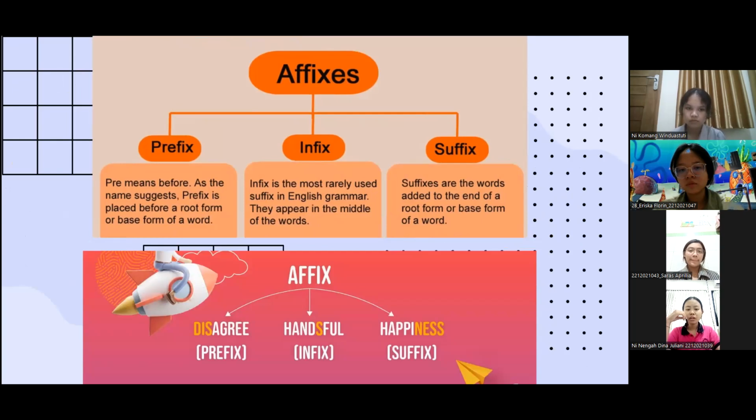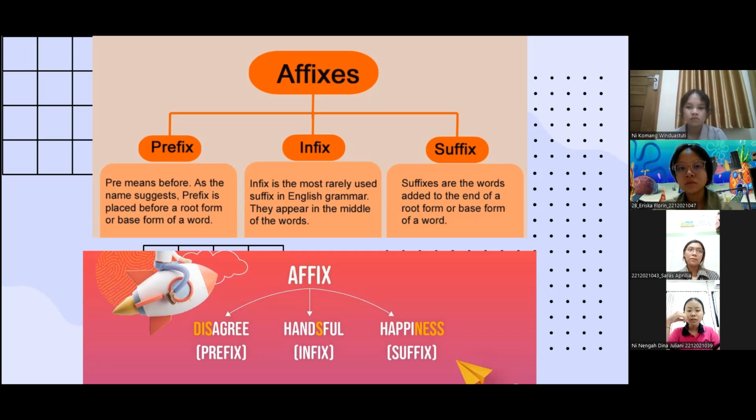Okay, here is a picture that I provide for you guys. Affixes, as I said before, are divided into three. First is prefix. Prefix means a morpheme placed before the root form or base form of a word. Like we know, in prefix there is the syllable pre that means before. For example, the word disagree. In the word disagree, the prefix is the syllable dis.